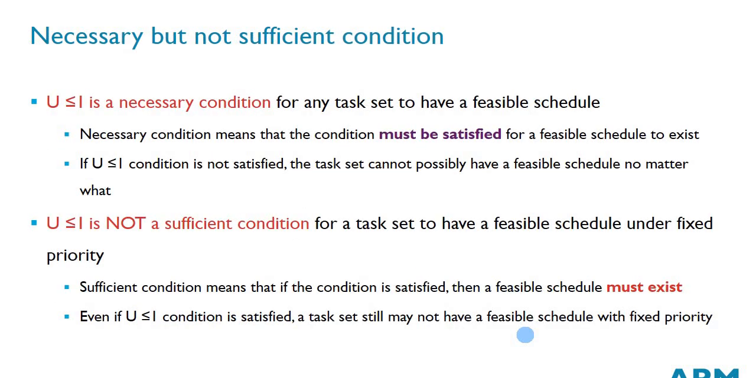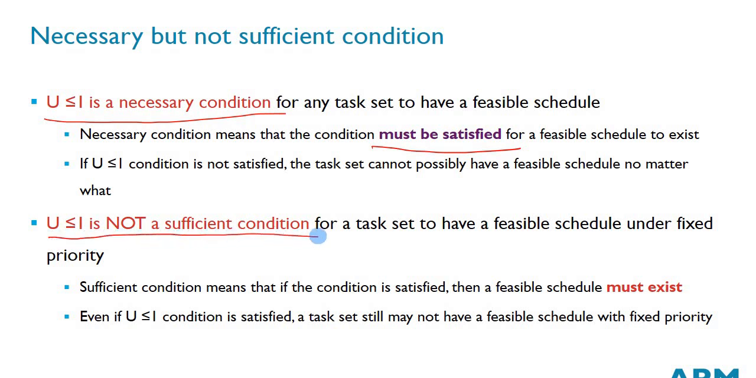The condition says that utilization must be less than or equal to 1 as a necessary condition. That means the overall utilization of the CPU must be less than or equal to 1. A necessary condition means it must be satisfied. If I do not satisfy this condition, then you don't need to look any further. You know that you cannot have a feasible schedule no matter what. This is very important. Utilization less than or equal to 1 is a necessary condition, but necessary means it is not sufficient.